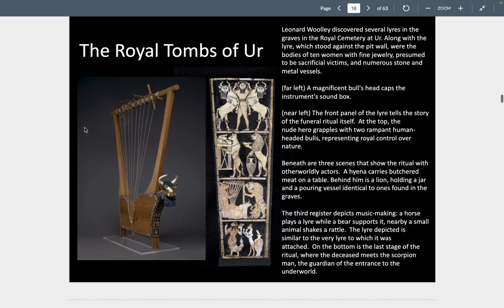Again, we're here looking at an early musical instrument, a stringed instrument, a lyre, and it has mythological characters on it that are also part human, part animal, like we saw in the Paleolithic era.